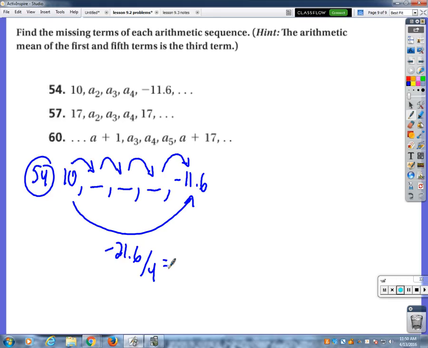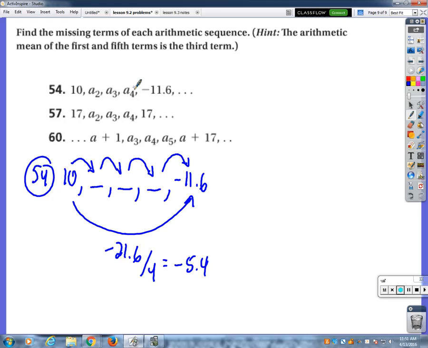So what's negative 21.6 divided by 4? Negative 5.4, because you have 16 divided by 4 is 4, right? So that's going to be negative 5.4, okay? So to find the missing terms, then, you just go 10 minus 5.4, and then take that answer, minus 5.4, and then take that answer, and go minus 5.4.